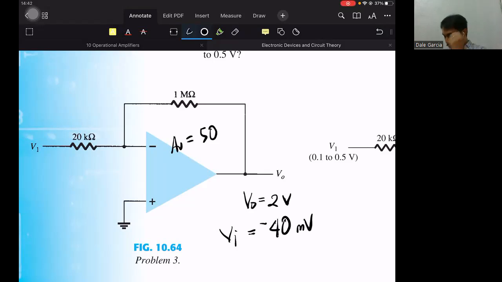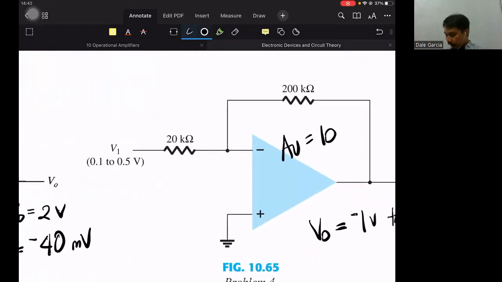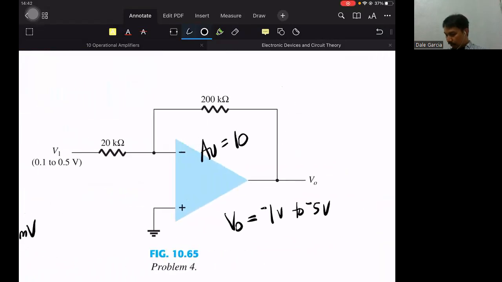So if the output is positive, the input is probably negative. Okay, thank you for the reminder. This one, negative 1 to negative 1. Positive 1. Let me check: 200 divided by 20.